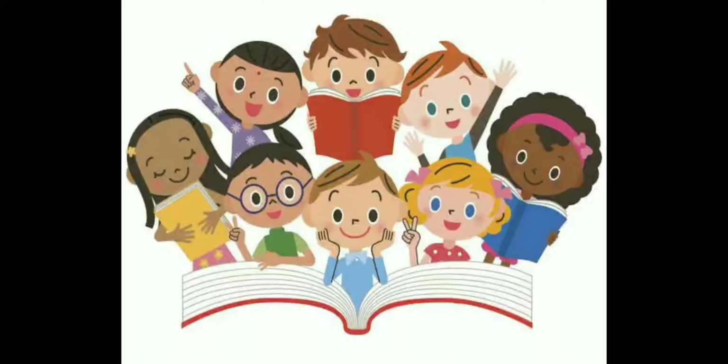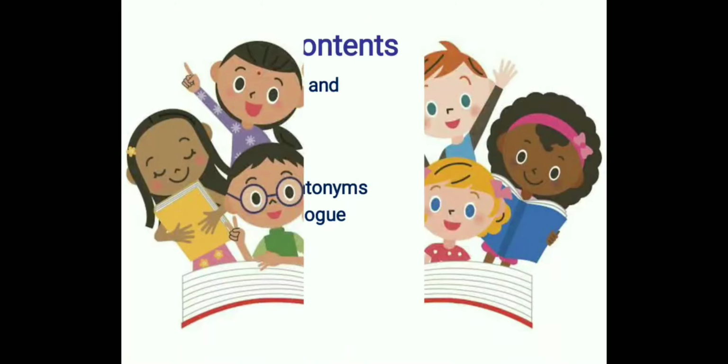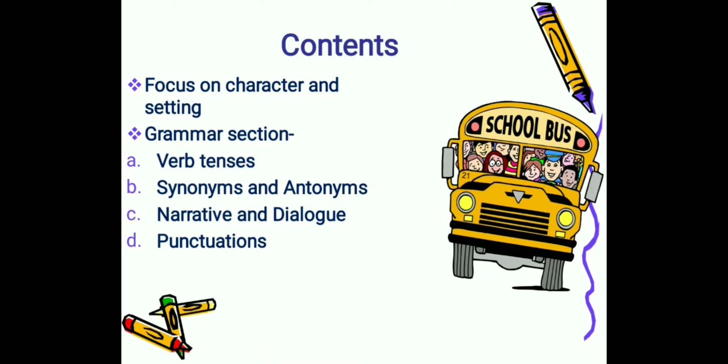Hello students, today we will be learning from the very same chapter, that is Unit 1, Storybook, but today we will be discussing the remaining subtopics from the very same chapter. So let us have a look at the contents. We will be learning firstly about the focus on character and setting, and secondly about the grammar section, under which we have verb tenses, synonyms and antonyms, narrative and dialogue, and lastly we have the punctuation. So let's get started with the class.